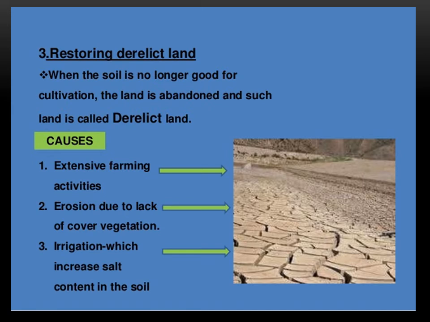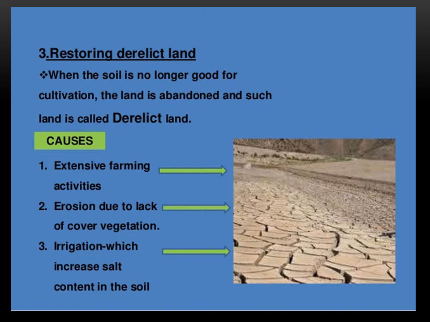Third way to increase the supply of land is restoring derelict land. Derelict land means damaged or destroyed land. Land can be damaged by farming activities. The fertility of soil is lost through continuous farming and poor farming techniques. Erosion, which is soil erosion, also affects the fertility as the topsoil, the richest layer, is washed away.